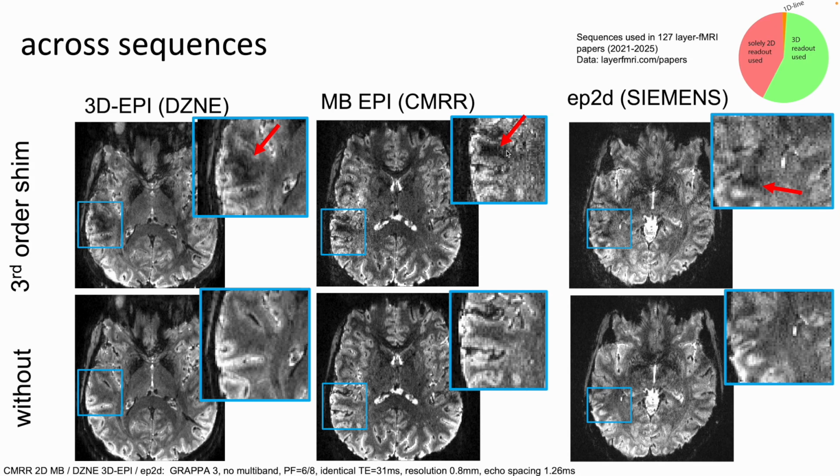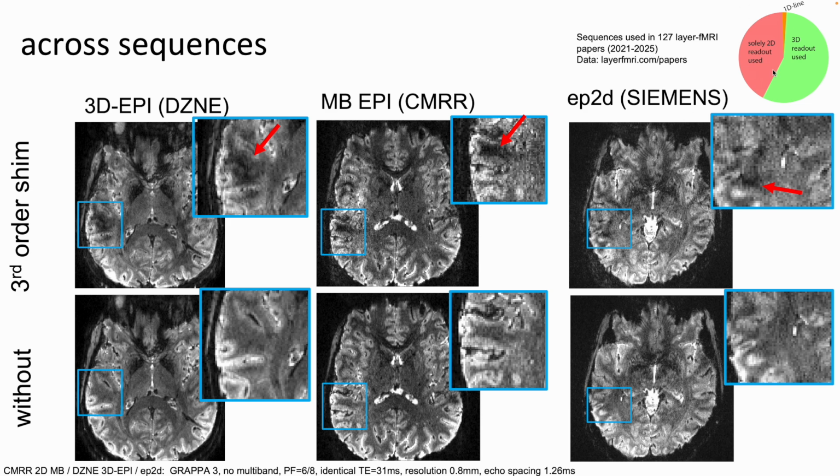For example, we looked at different sequences. In the field of human high-resolution layer-dependent fMRI, there has been quite a shift towards certain sequences in the last 5 years. Most of the published papers, in fact, use a 3D EPI readout. And one very popular implementation of that is the DZNE sequence. For this sequence, like in any other, you can see that with the third order shim, very often we have these fuzzy ripples, these dark shading patterns. They completely go away as soon as you unblock the third order shim.